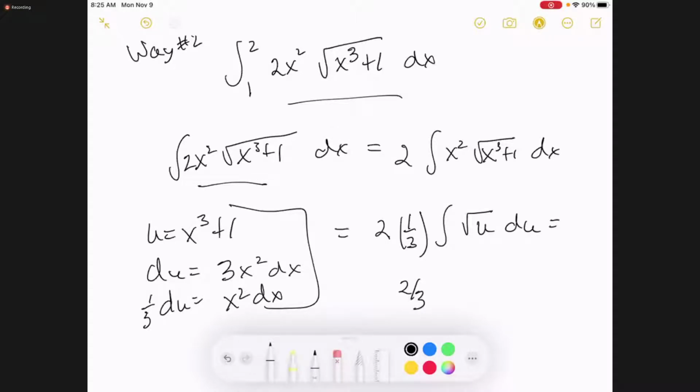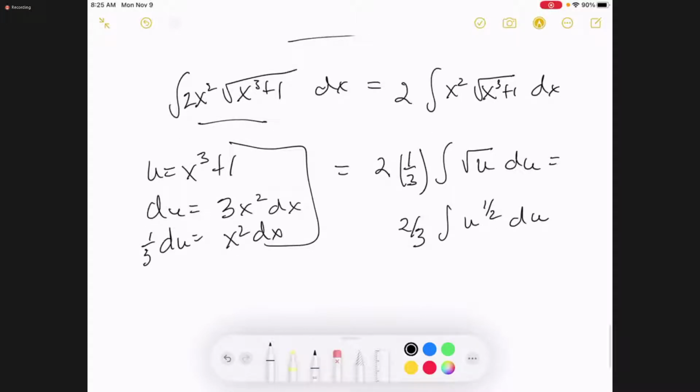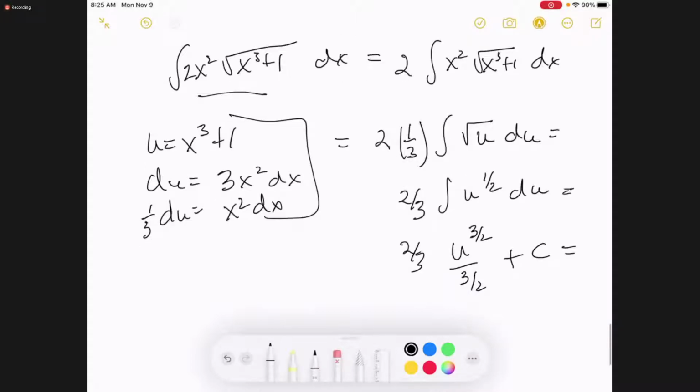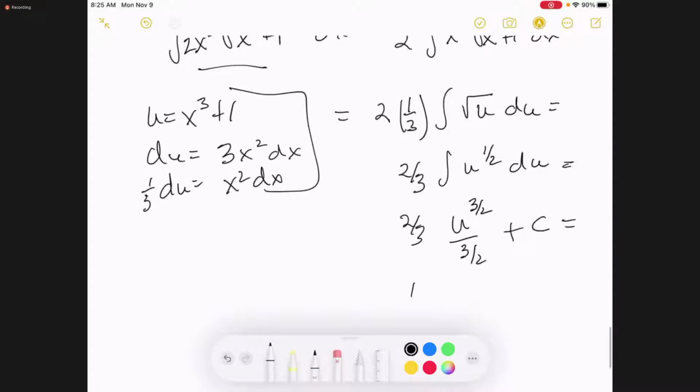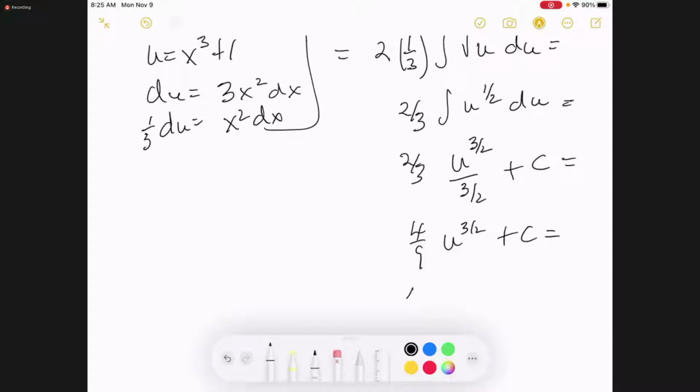So 2/3 times the antiderivative of u to the 1/2, which is 2/3 u to the 3/2 over 3/2 plus c, which is 4/9 u to the 3/2 plus c. But u is x cubed plus 1, so I'm going back to my x's. And there's my antiderivative, in fact, the whole family of them.